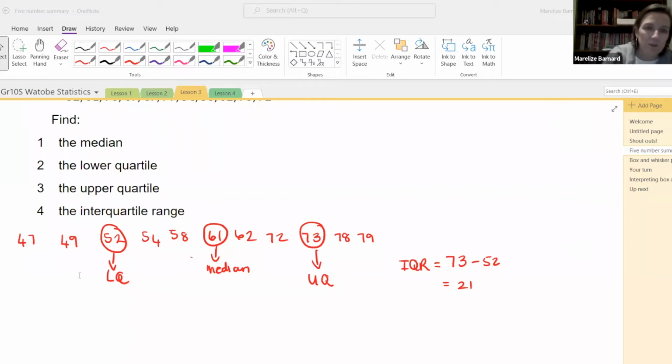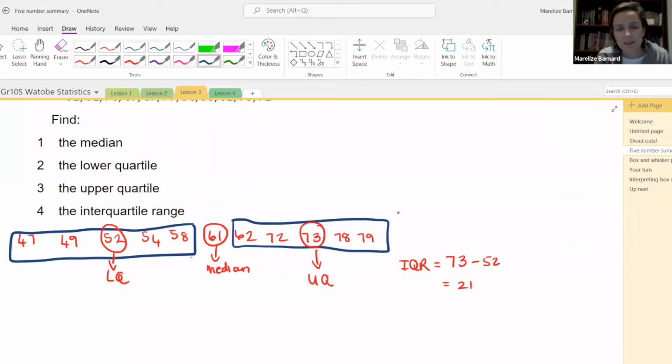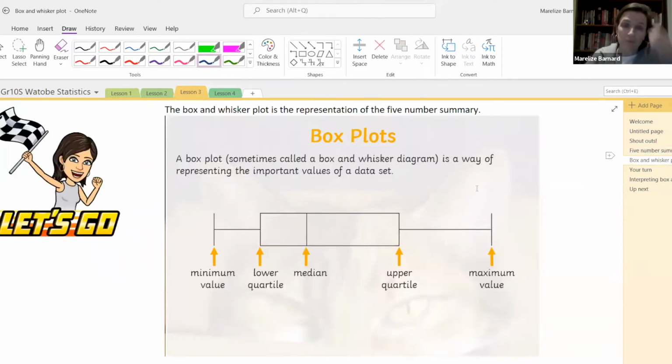Then if we look at our lower data values, the lower half, the middle of that is the lower quartile, which is 52. And then the upper quartile is 73. The middle of the upper half of the data is the upper quartile. So you just look for the middle. And then the interquartile range is just the upper quartile minus the lower quartile, and that is 21. So 73 minus 52.